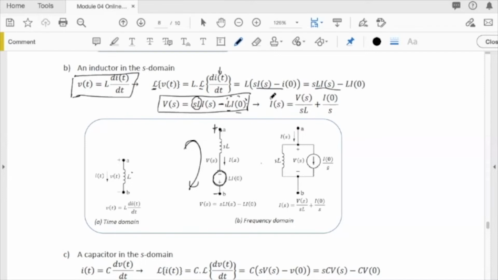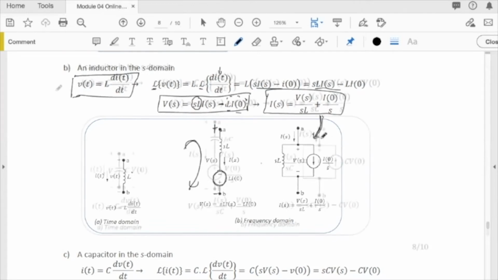If you want to represent it in terms of current, you can also do that, where you put the current on the left hand side and the other components on the right hand side. That one will be equal. If you display it in a figure, it looks exactly like that.